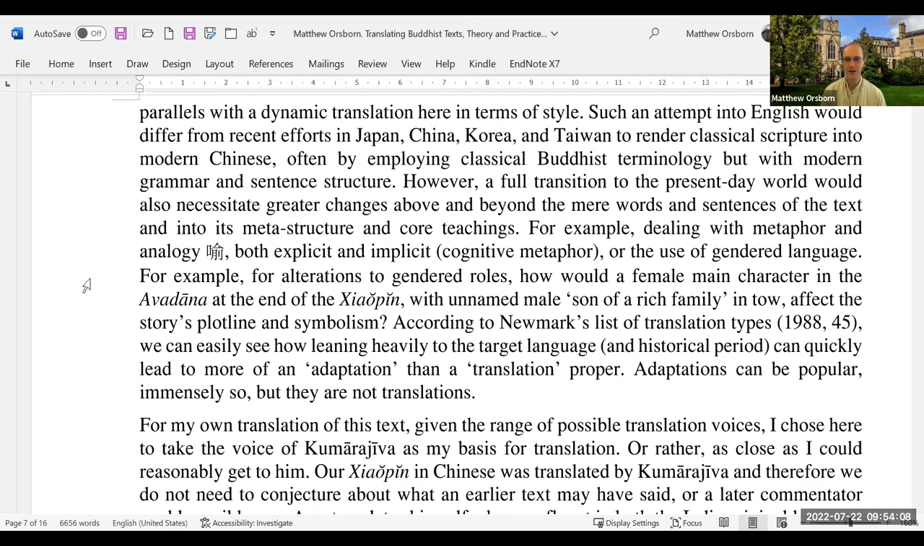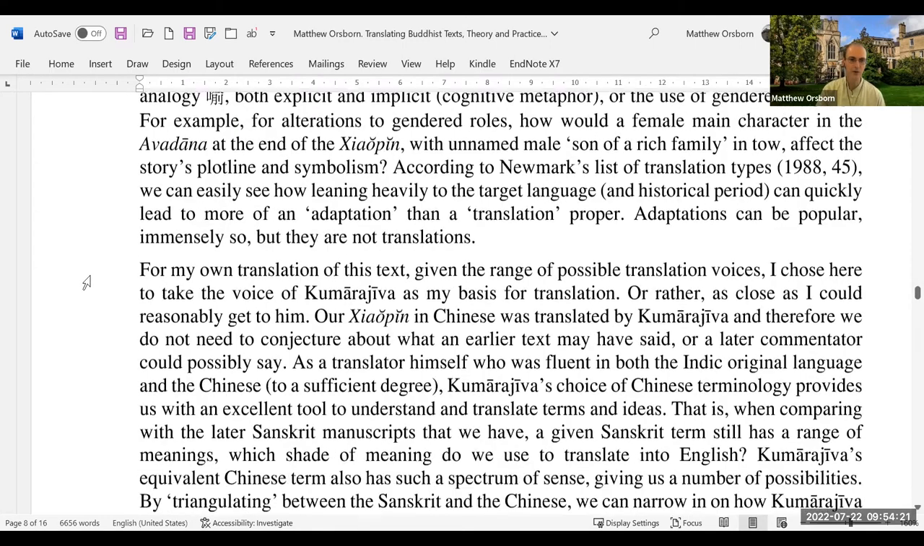So according to Newmark's list of translation types, we could easily see how leaning heavily to the target language and historical period can quickly lead to more of an adaptation than a translation. Now, adaptations can be popular, immensely so, but they're not translations.